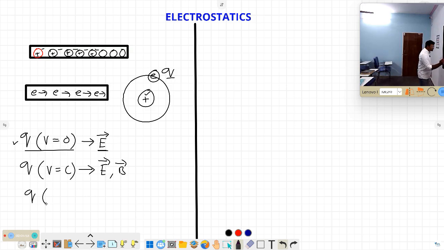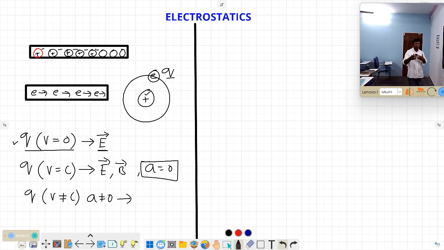Now, when the charge is moving with variable velocity, not constant velocity. Variable velocity means whenever the velocity is changing, there is acceleration. Acceleration is not equal to zero. In the constant velocity case, acceleration is equal to zero because velocity is constant. When the velocity is not constant, acceleration is not zero, and those charges are called accelerating charges.